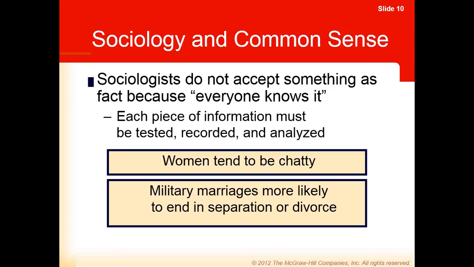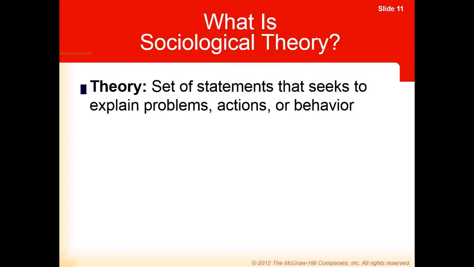women tend to be chatty. So we have to figure out what our variables are, and then we have to figure out a way to measure those variables, which is the process called operationalization. We'll be talking more about that when we talk about methods in the next chapter. The next one, military marriage is more likely to end in separation or divorce. Again, we would need to analyze that. We would need to investigate whether or not that's true.